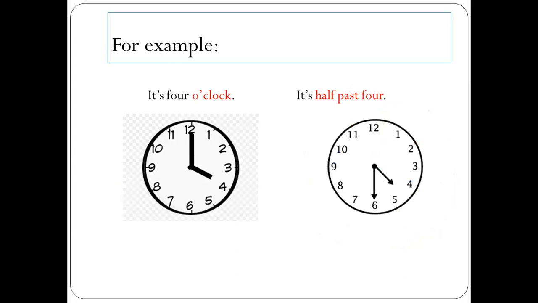And for example, we have it's 4 o'clock. Las 4 en punto, está en el minuto 0. It's half past 4. Es la media, en este caso, la media pasada las 4.